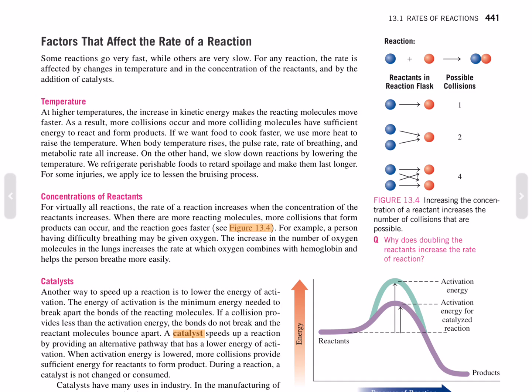Factors that affect the rate of a reaction. Some reactions go very fast, while others are very slow. For any reaction, the rate is affected by changes in temperature and in the concentration of the reactants, and by the addition of catalysts.